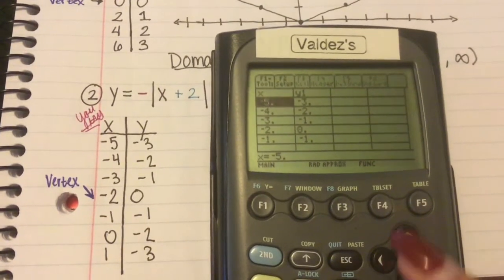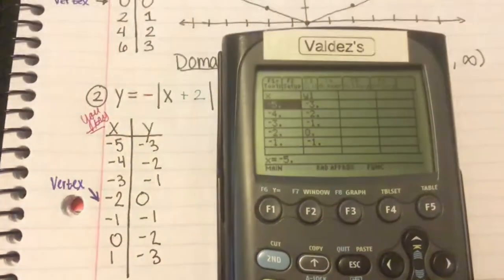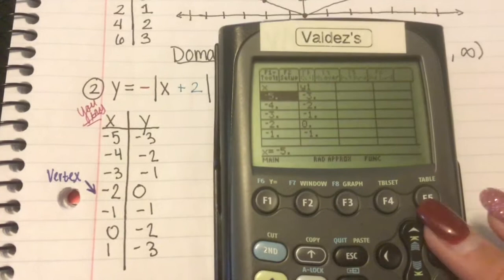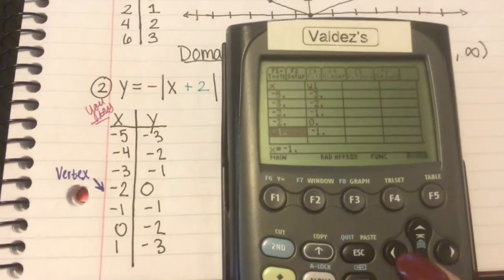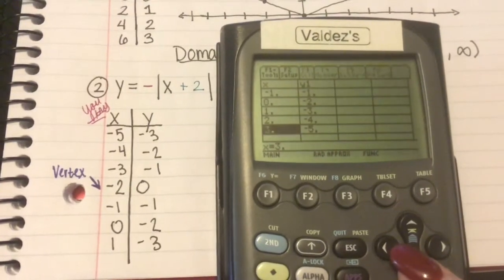Again, you could do this by hand. It's going to take you a little bit longer, but you can just choose x values on the left and on the right side of your vertex, plug those in individually, and calculate the y values by hand.